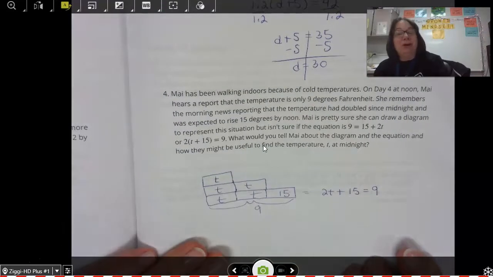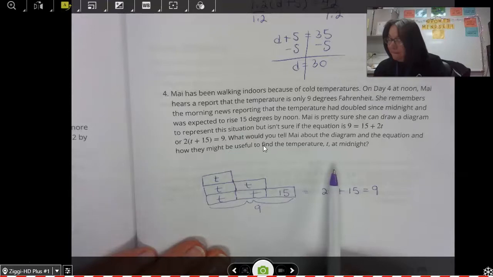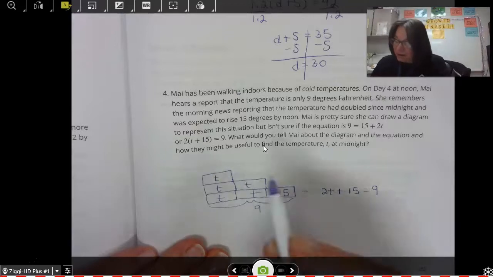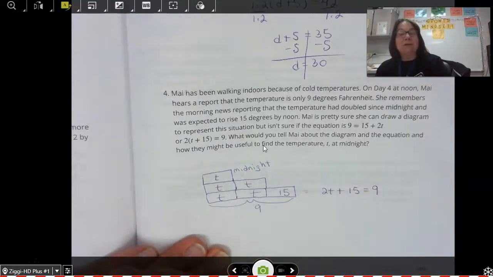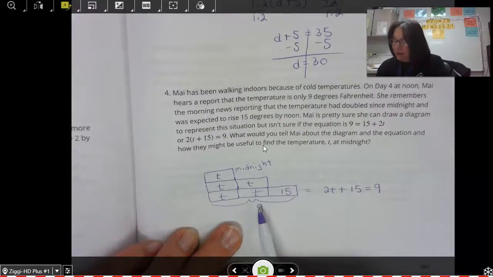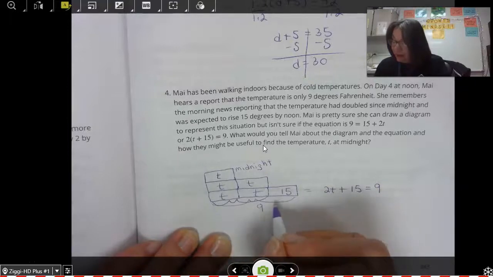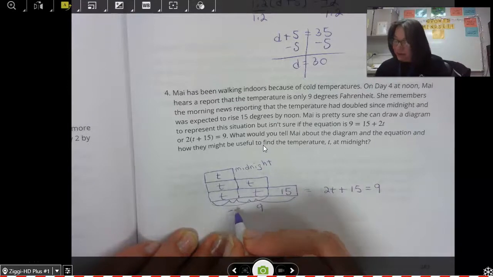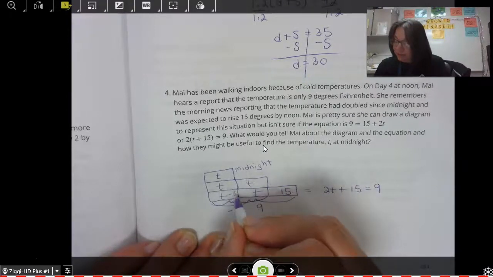Okay, so now if we want to find what the temperature was at midnight, okay, so here at midnight, it was T. So I'm solving for T is what I'm going to do. So again, you can look at the diagram and you can see, okay, if I take 15 away from the 9, these 2 t's would have to be 9 take away 15, which is negative 6. So then each t would have to be equal to negative 3.